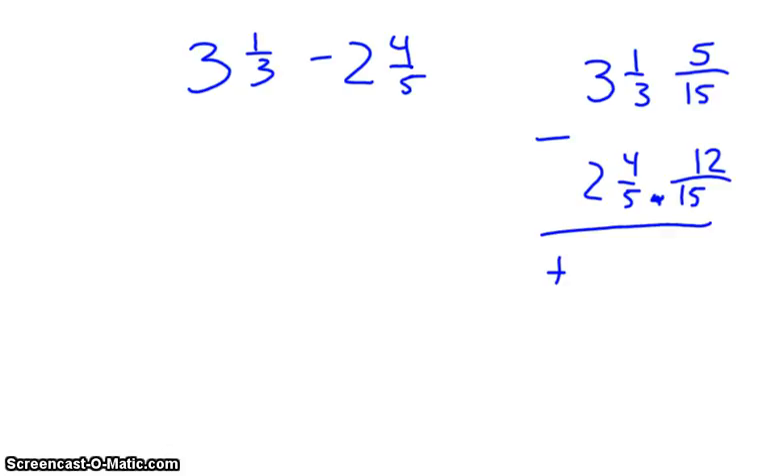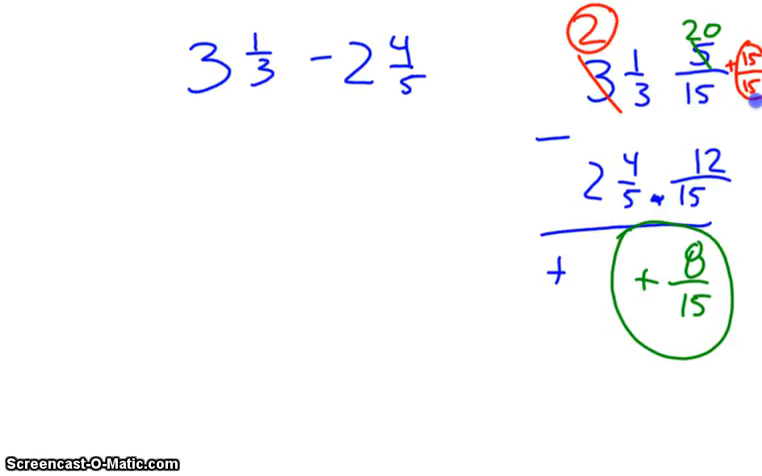Well, as I look at this, I cannot take 12 away from 5. So I can't take 12/15 away from 5/15. So I need to borrow from the 3 and make this a 2. And I would give this 15/15 because 15/15 is equivalent to 1. And I took the 1 away from 3. So I have the 2. And I have the 15/15, and you add those together, and I have the number 3. So I'll add the 15/15 to the 5/15 to give me 20/15. And now I can say 20/15 minus 12/15 is 8/15. And 2 minus 2 is 0. So my final answer is positive 8/15.